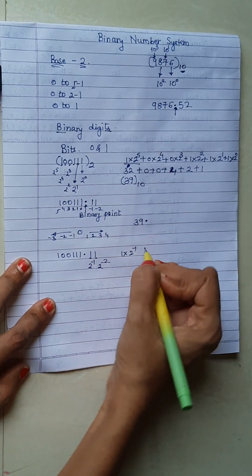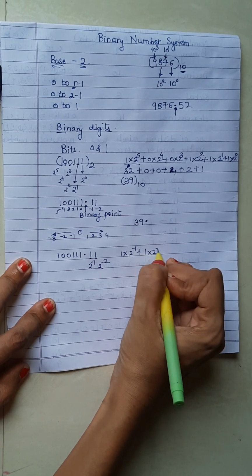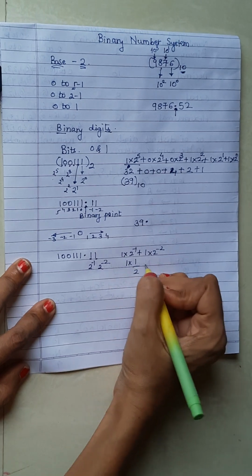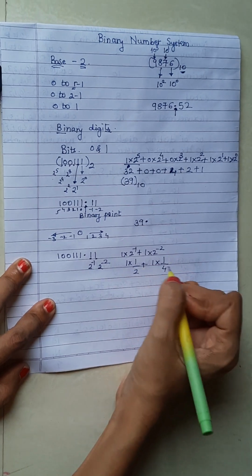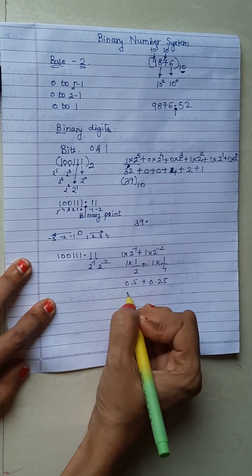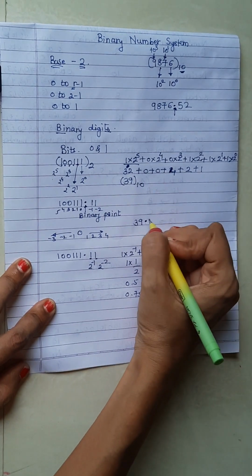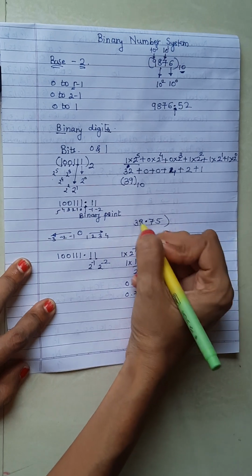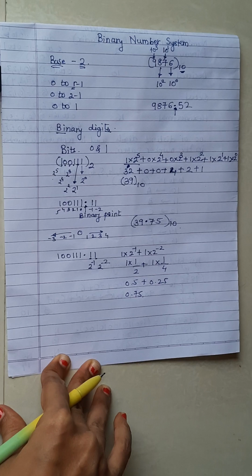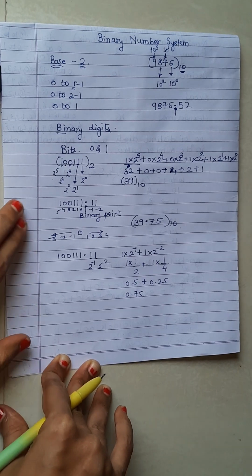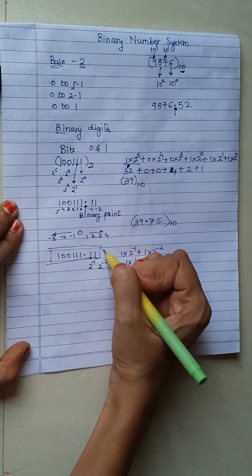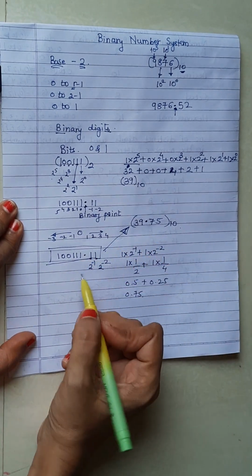1 into 2 raised to -1 plus 1 into 2 raised to -2. That is 1 into 0.5 plus 1 into 0.25. Right? So 0.75. So this is 39.75 in decimal. I hope you have understood what I have done here. Here I have converted this binary number into a decimal number.